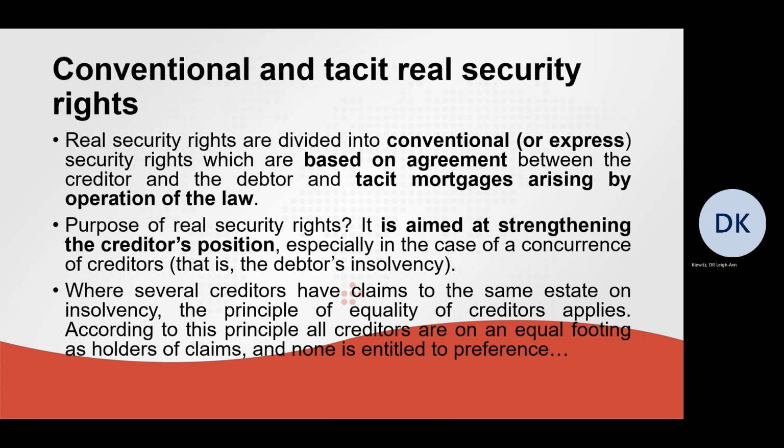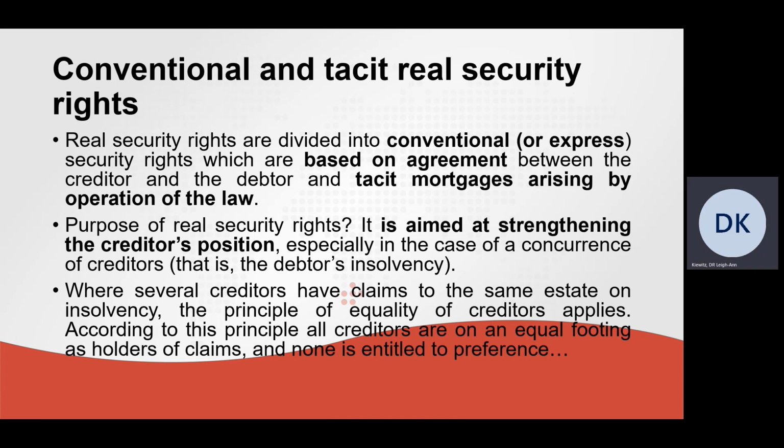Conventional and tacit real security rights. Real security rights are divided into conventional security rights, which are based on agreement between the creditor and the debtor, and tacit mortgages, which arise by operation of the law. The purpose of real security rights is aimed at strengthening the creditor's position, especially in the case of a concurrence of creditors, in the case of a debtor's insolvency.